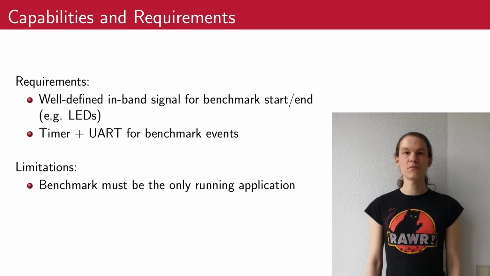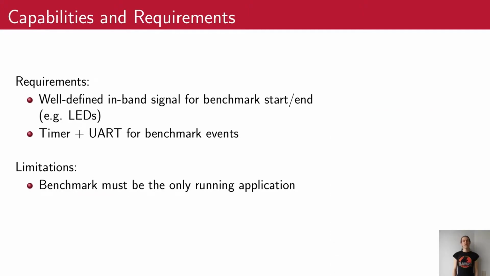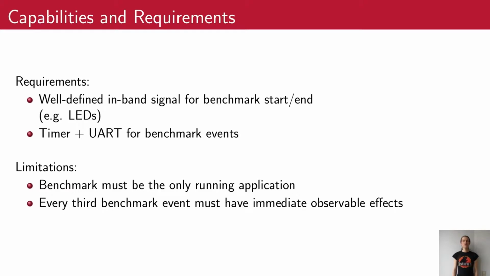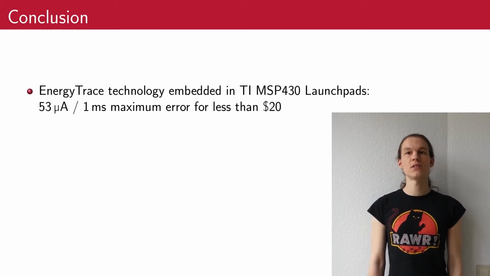Of course, there are also some limitations. First, the benchmark must be the only running application, otherwise we cannot assume that change points are caused by benchmark events. And second, at least every third benchmark event must have immediate observable effects. If a benchmark event does not have observable effects, the set of change points and therefore candidates for event timestamps is either empty or contains bogus data. If this doesn't happen too frequently, our algorithm can handle that, but at the moment there are some limitations and presumably these will remain.